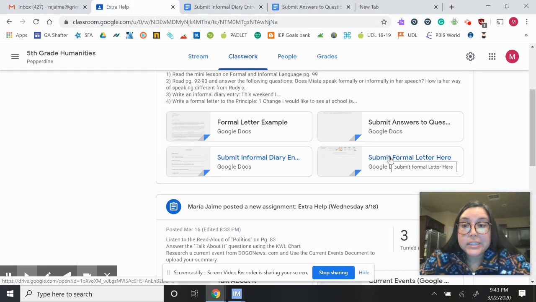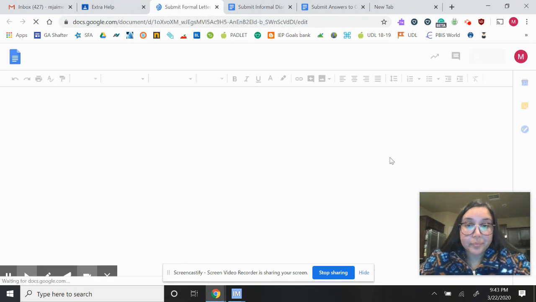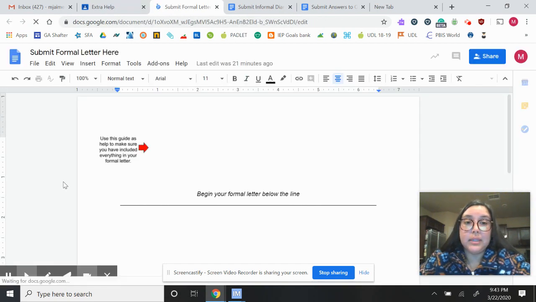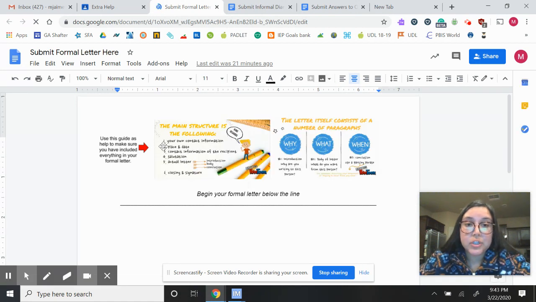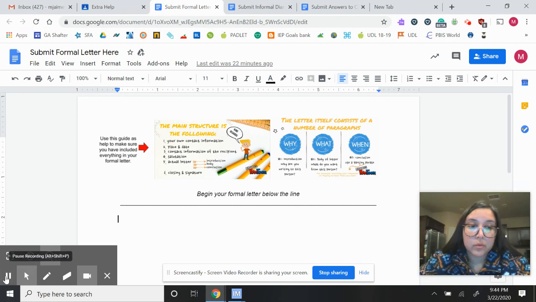Okay. The last thing is your formal letter. So your formal letter has to have a couple of components. It has to have your contact information, the place and the date, the contact information of the person who is going to receive it, or the recipient, and a salutation. It has to have an introduction, a body, and a conclusion, and a closing signature. Okay. You'll notice here that it says begin the formal letter below the line, so you'll have to move your cursor over so that you can do that.